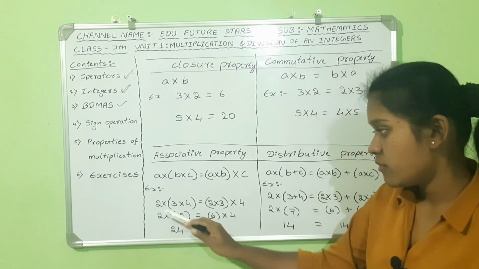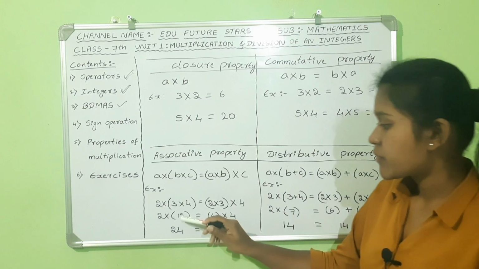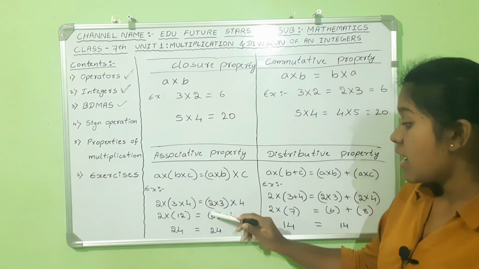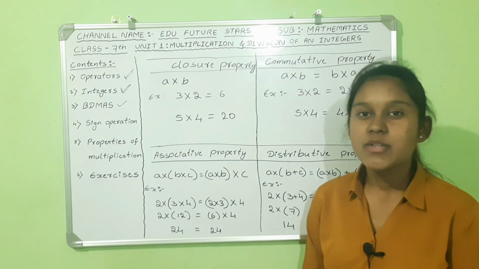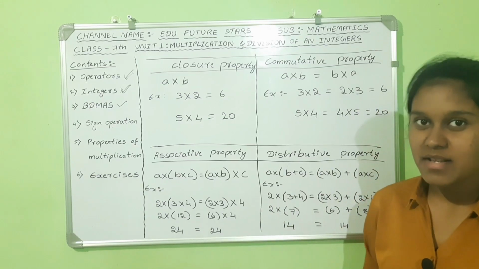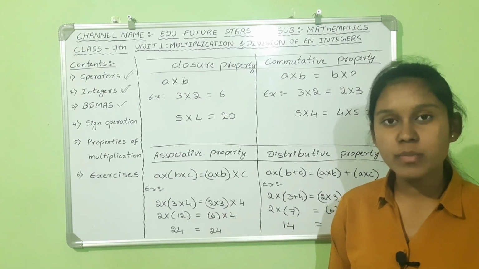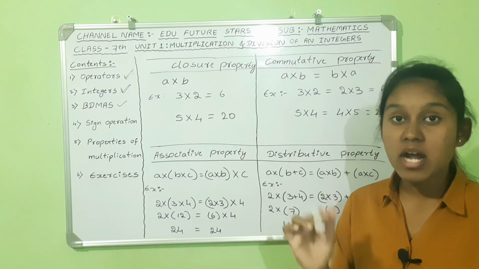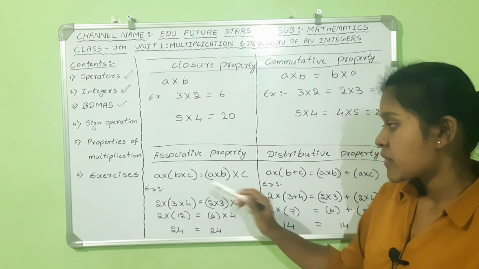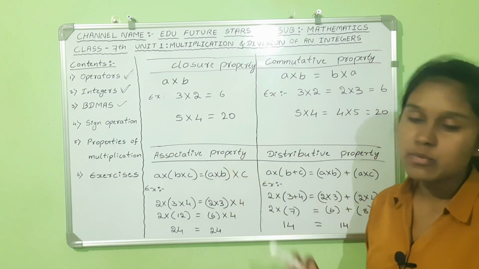Then in the last step we are going to multiply it again. 12 into 2 becomes 24 and 6 into 4 becomes 24. So here also we are getting the same answers. So this is just a grouping of the last two terms and starting two terms. Okay. So here this is called associative property.